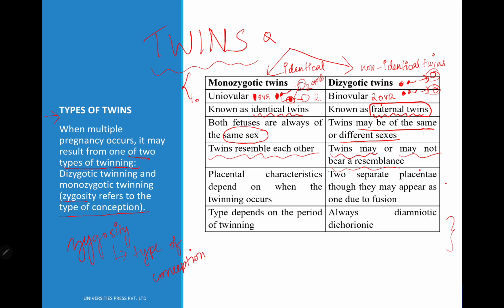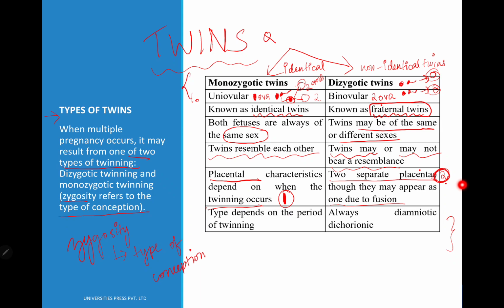Now in monozygotic twins, the placental characteristics depend on when the twinning occurs. In dizygotic twins, there are two separate placentae, though they may appear as one due to fusion. So in monozygotic twins, there is one placenta, the number of placenta is 1. Whereas in dizygotic twins, the number of placenta is 2. This is a very, very important difference. Due to fusion, they may look like just one placenta, but actually in dizygotic twins, there are two separate placentae.